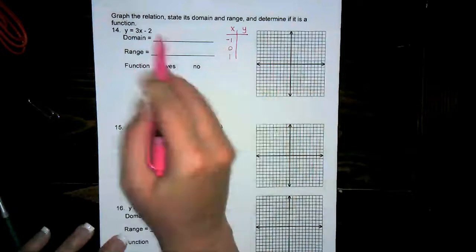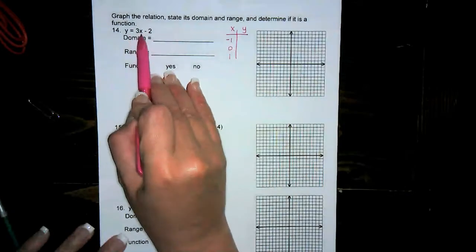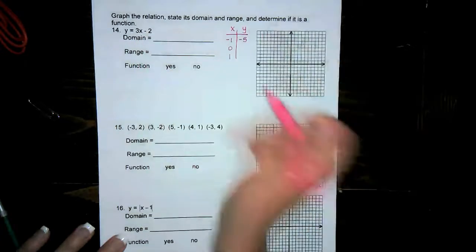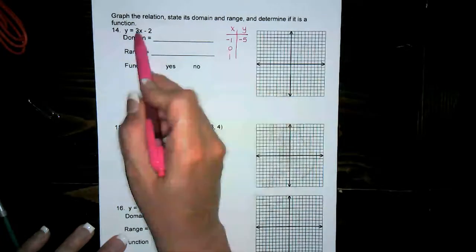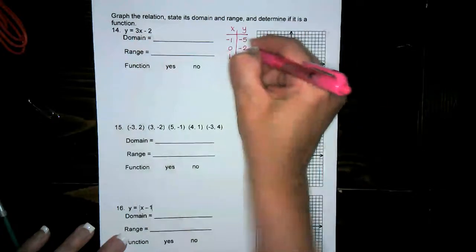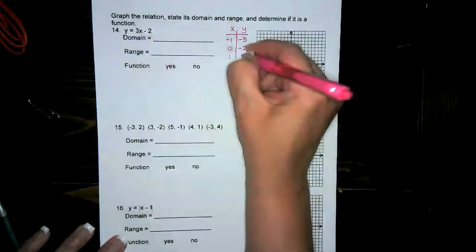So if x is -1, in place of x, I'm going to put a -1. 3 times -1 would be -3. Minus 2 would be -5. Let me put in a 0 then. 3 times 0 is 0. Minus 2 gives me -2. 3 times 1 is 3. 3 minus 2 is 1.